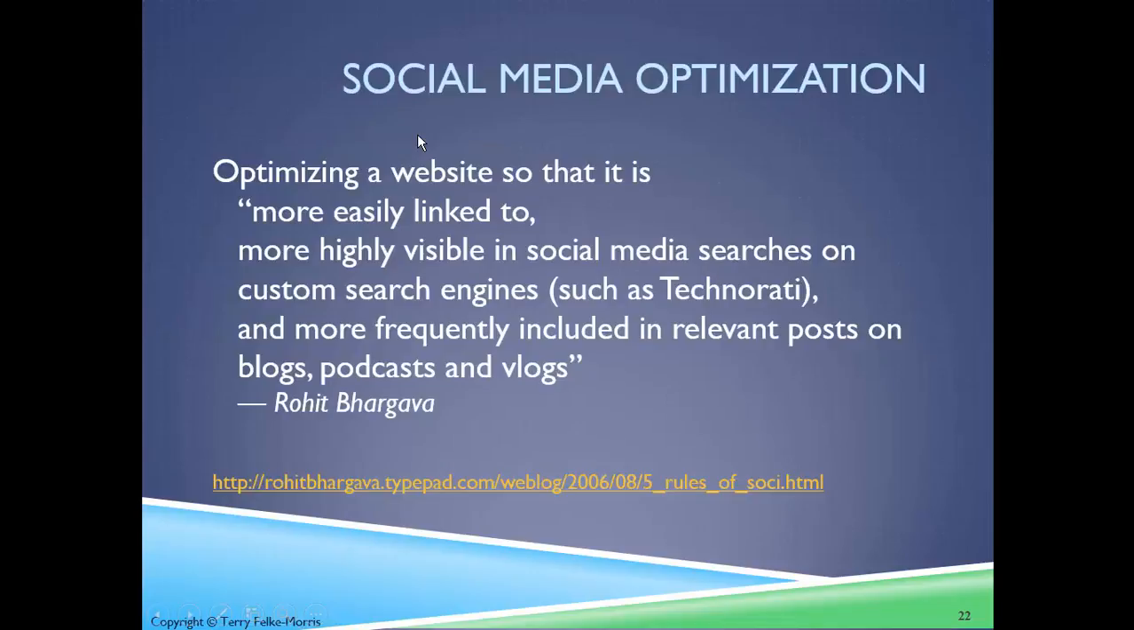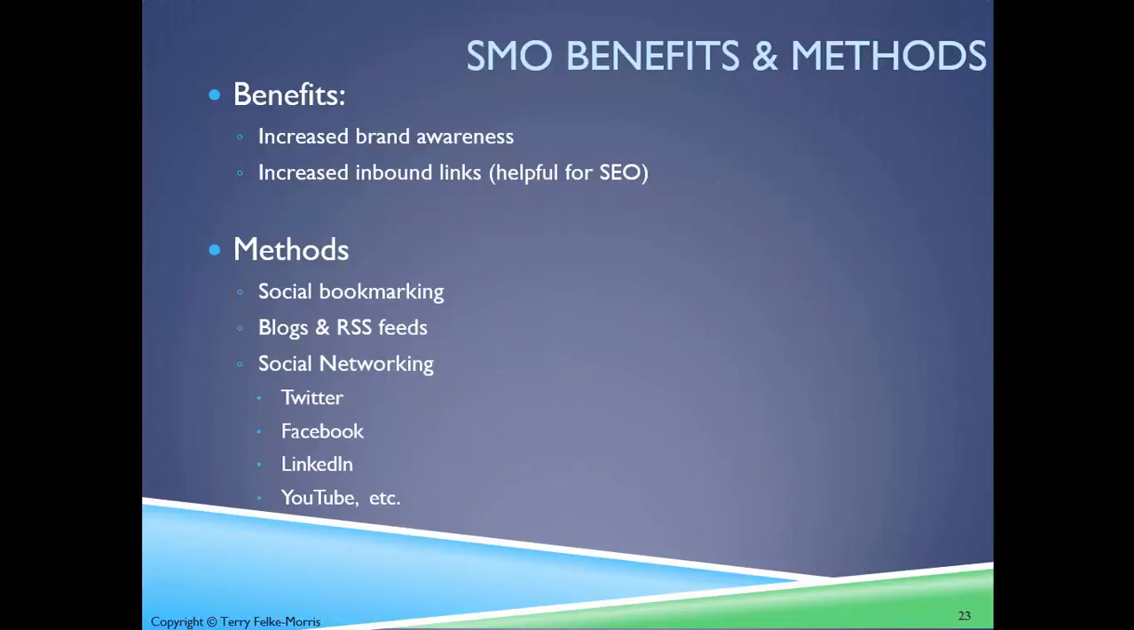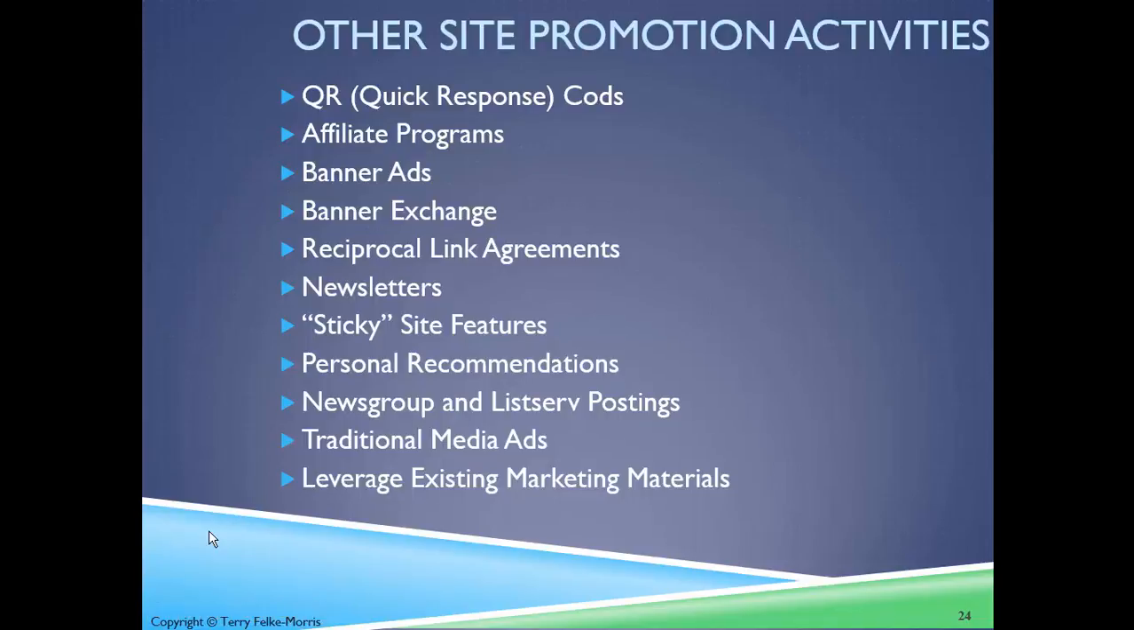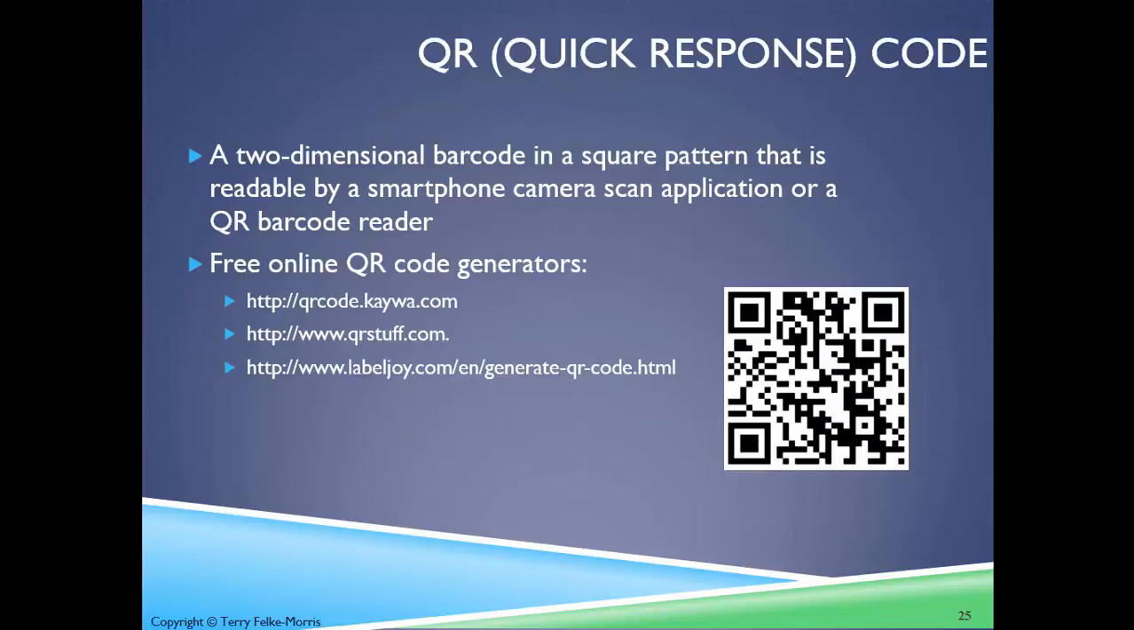All right, they talk about some of the benefits of using social media optimization. You can read these yourselves. Ideally, you want as many people as possible to see whatever product it is you're hawking. There's other things that you can do also, and some of them are shown right here. If you've never seen one of these before, it's called a quick response code or a QR code. As it says, it's a two-dimensional barcode that's readable by a smartphone or barcode reader. Take a look at the book if you want more of that.